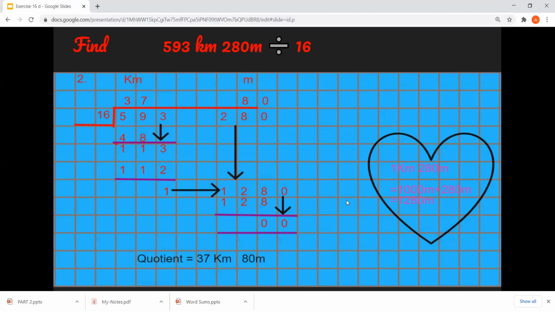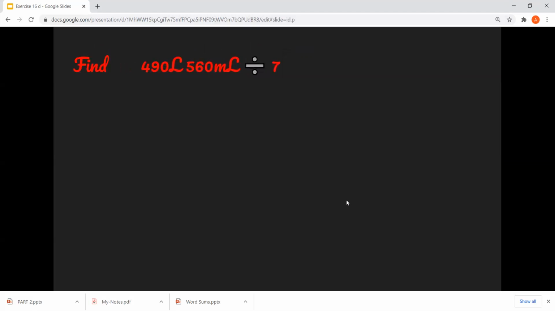1280 meters. Now the next example is: find 490 liters 560 milliliters divided by 7. When we divide it by 7, we will see what answer we will get. Here is the sum.